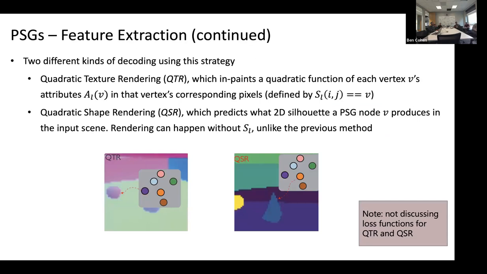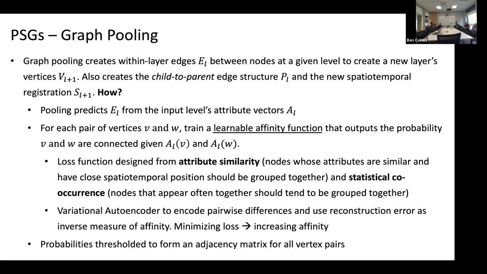Yeah, so this is the last slide for feature extraction. They have the next set of the pipeline, which is called graph pooling. And graph pooling is probably one of the most important parts of this entire pipeline. And this effectively creates the within layer edges between nodes at a given hierarchy. And using this, they create the next layers of vertices. In addition to that, they also create the child to parent edge structure that goes from one layer to another, and also the registrations that describe how particular nodes that you now construct refer back to the raw pixel data. And the way that they do this, I'll go step by step. Since they create a lot of different things, I'll go step by step.